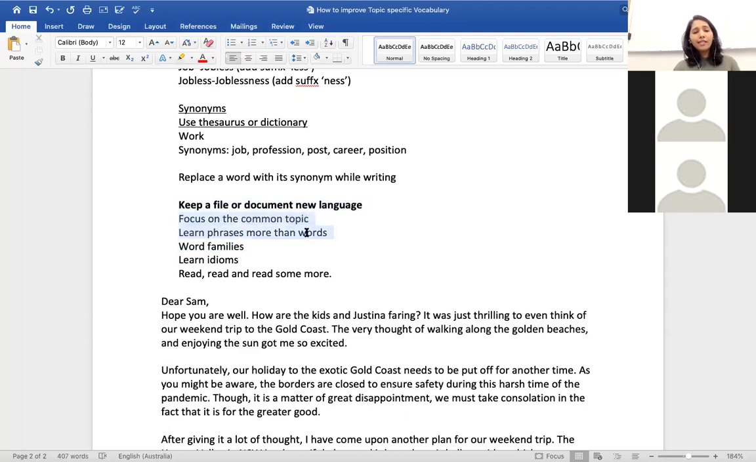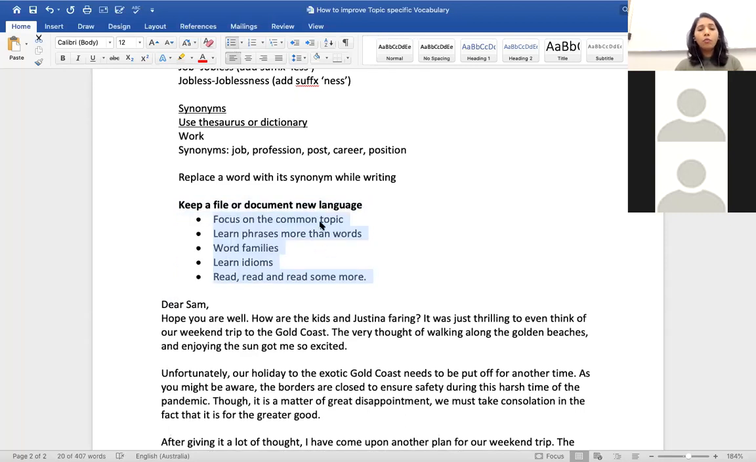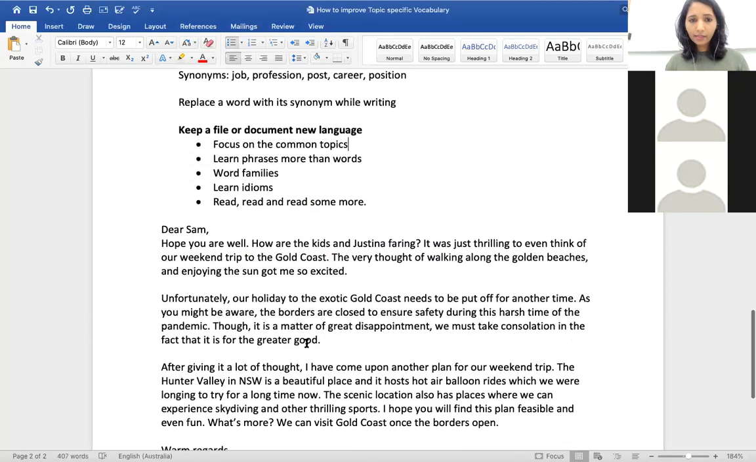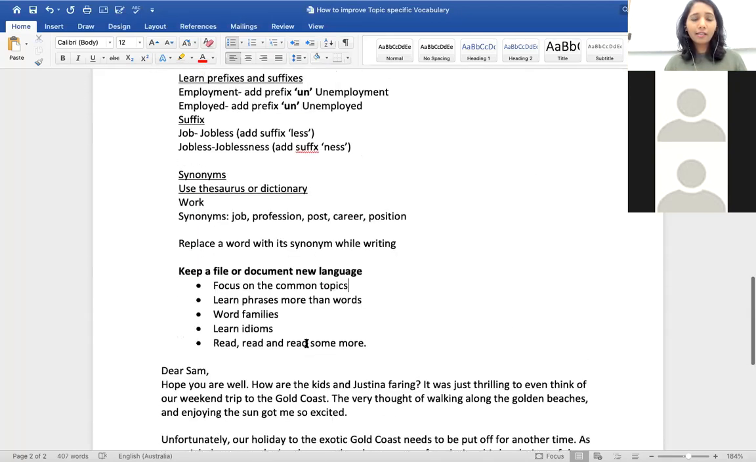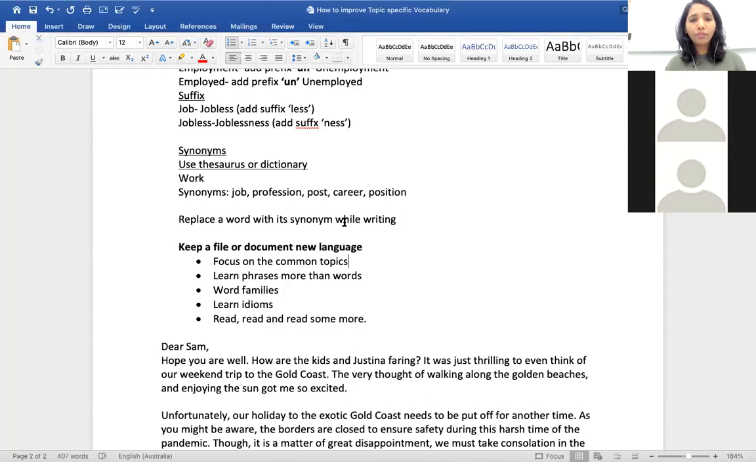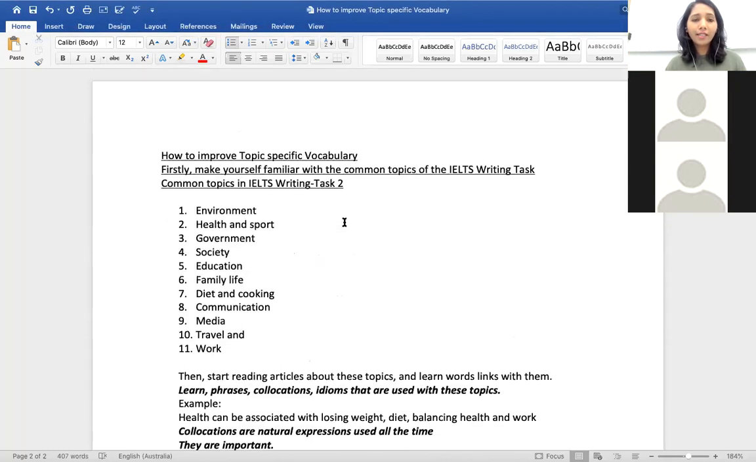These are the steps that we just discussed. Focus on the most common topics for your writing, either your letter or task. Learn phrases more than words, not just words but phrases. Learn collocations or idioms, and then learn the word families, the forms of words, so suffixes and prefixes. This is a way to improve your vocabulary. So the first thing is you identify these topics and start reading about them.